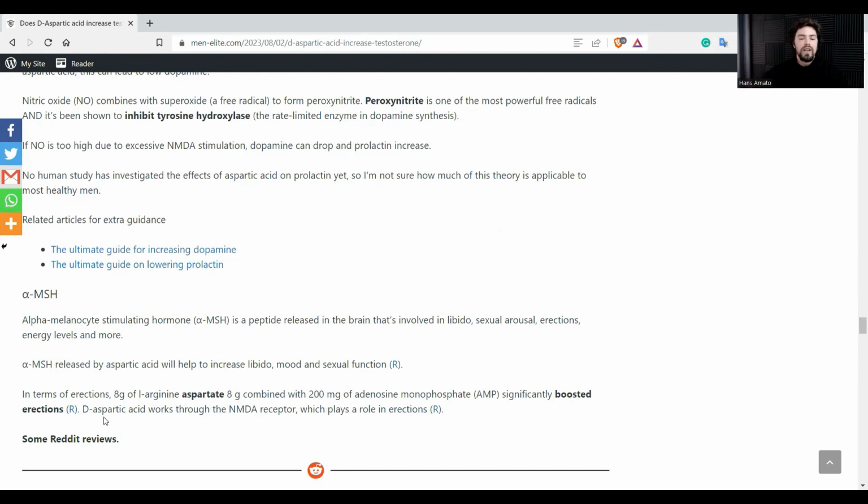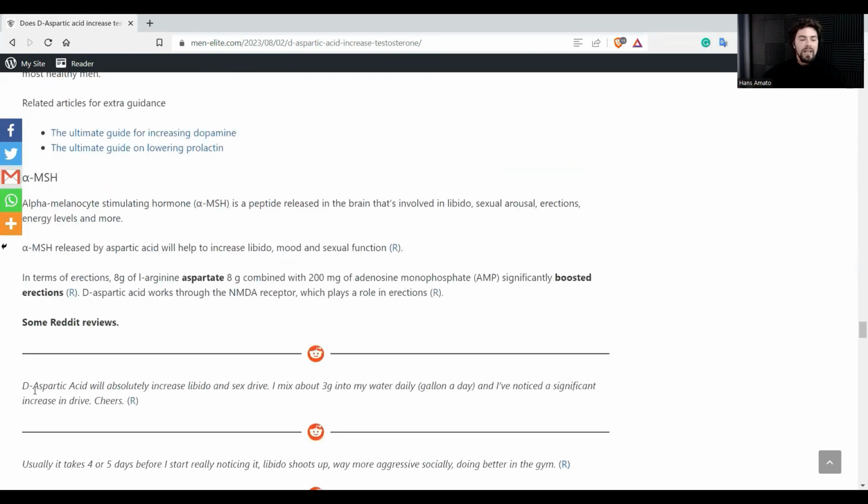We don't know. So D-aspartic acid works through the NMDA receptor, which plays a role in erections, right? So yeah, arginine with AMP significantly boosted erections. There's something there. Some Reddit reviews. D-aspartic acid will absolutely increase libido and sex drive. I mix about 3 grams into my water daily, and I've noticed a significant increase in drive.